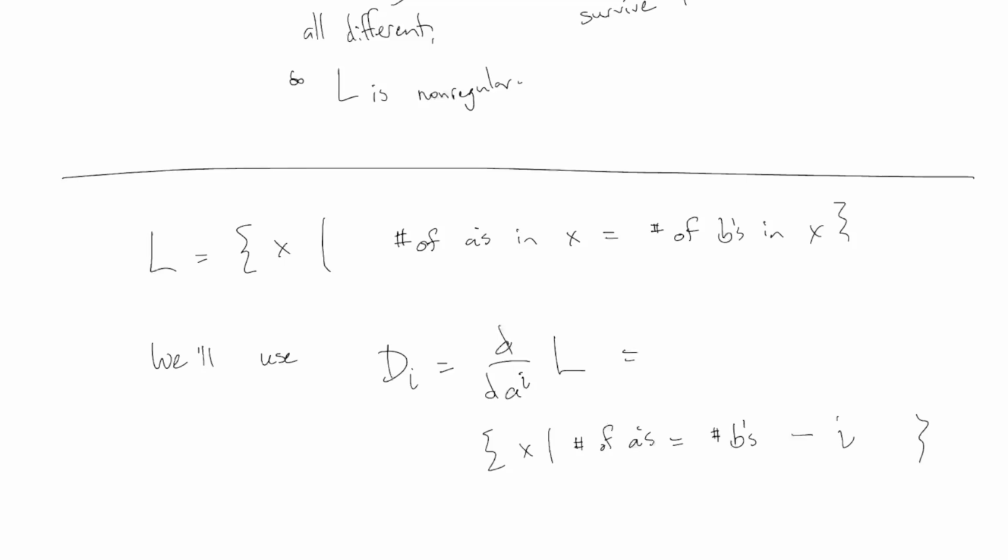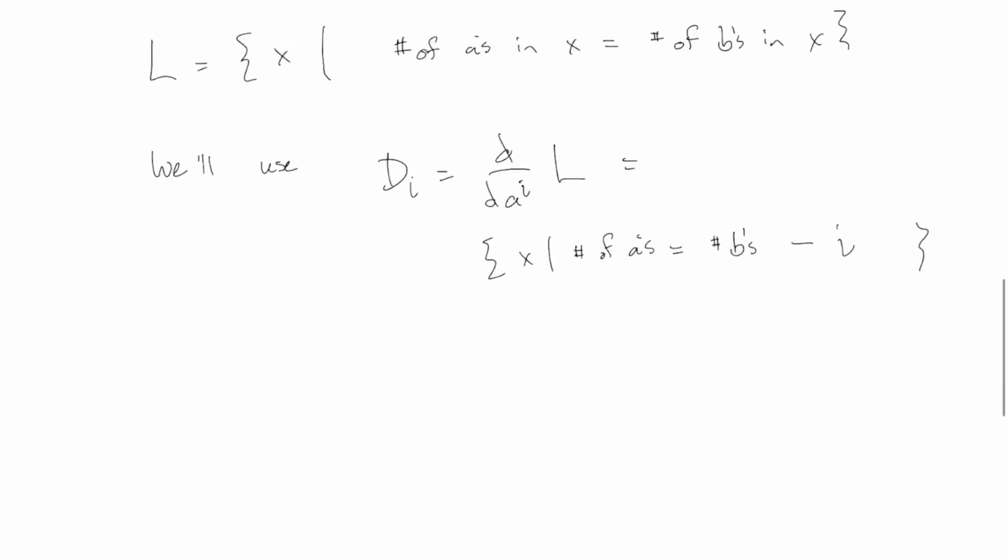And of course, the punchline of the proof still works here. These sets are all different for various different i's. For i equals 0, they are equal. For i equals 1, there's 1 fewer. For i equals 2, there's 2 fewer, etc. All right? These are all different. And so L is not a regular language.